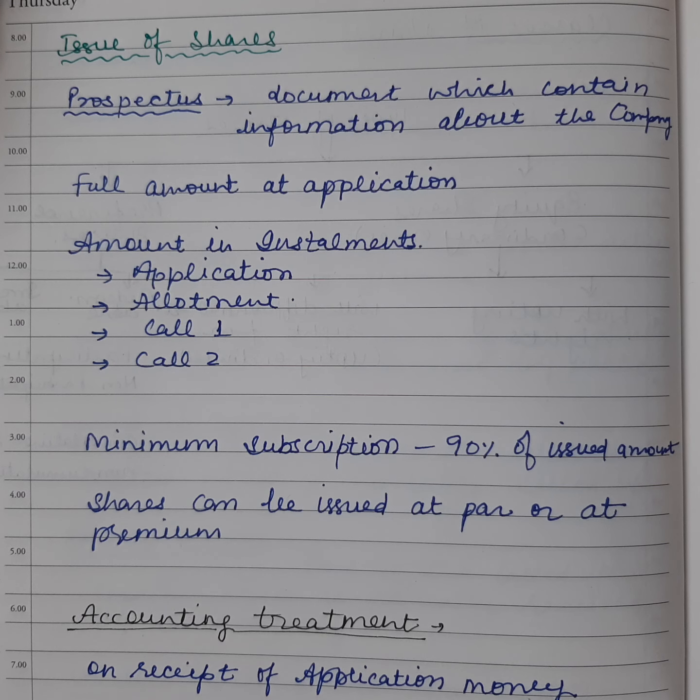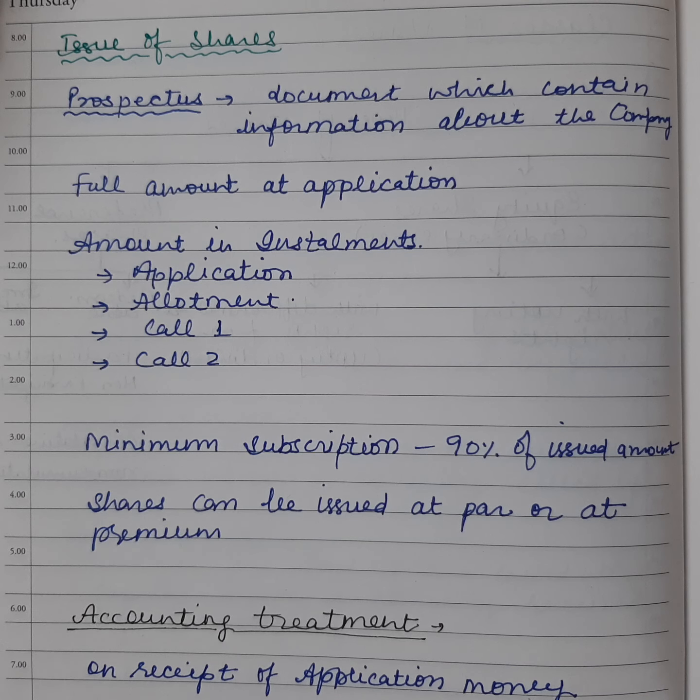So minimum 5% of the face value should be asked at the time of application, and a call amount cannot be more than 25% of the face value of the shares. So the company should receive minimum 90% of the subscription of the issued amount. Only then it will be able to allot the shares to the public. Otherwise, the company will have to refund the whole amount back to the public.